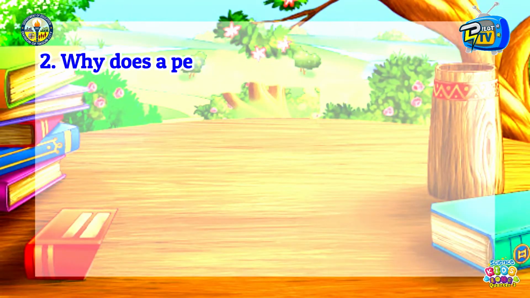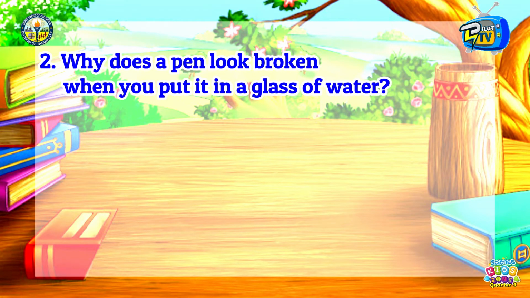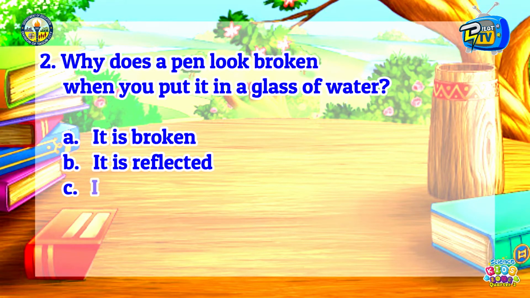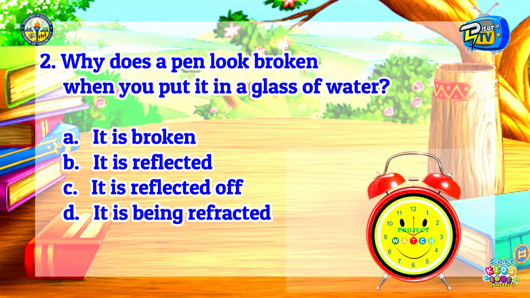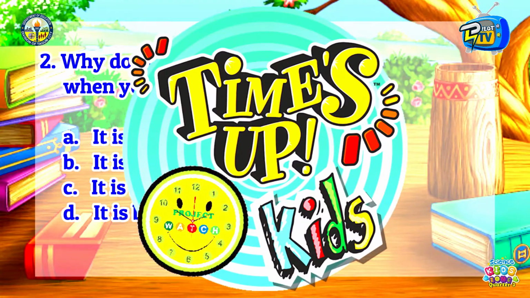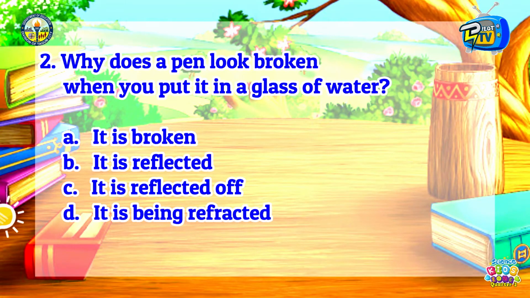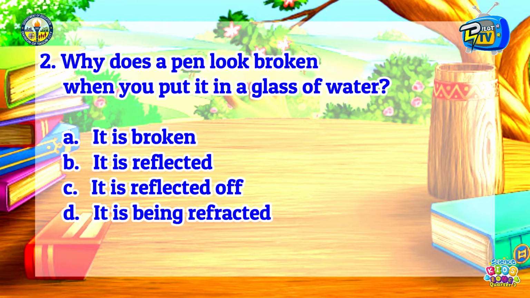Why does a pen look broken when you put it in a glass of water? A. It is broken. B. It is reflected. C. It is reflected of. D. It is being refracted. What is your answer? The answer is letter D. It is being refracted. Very good.